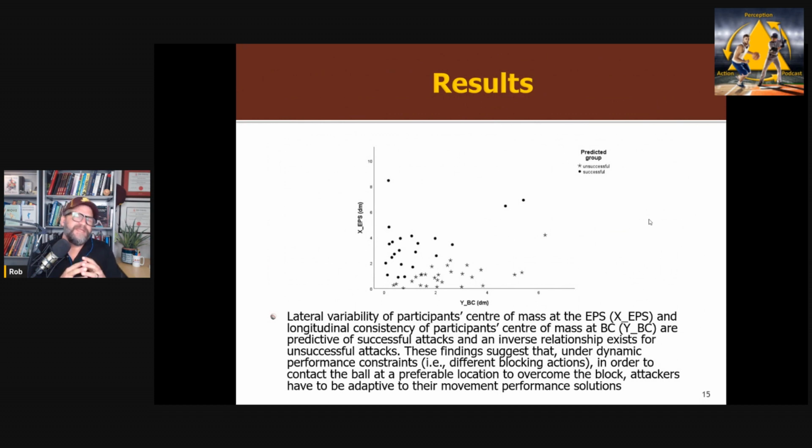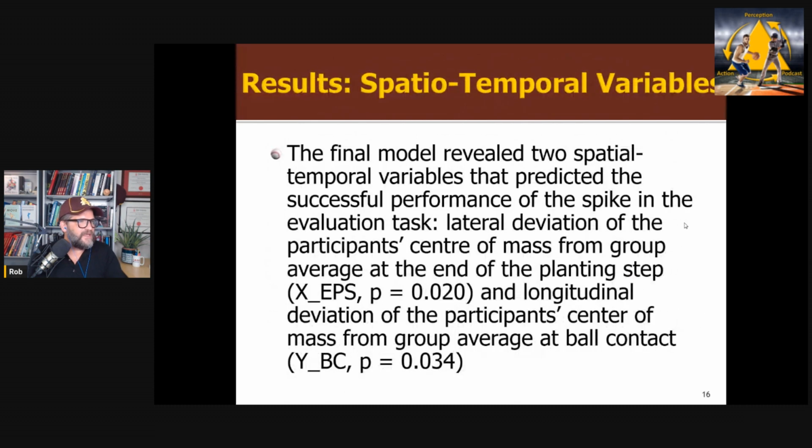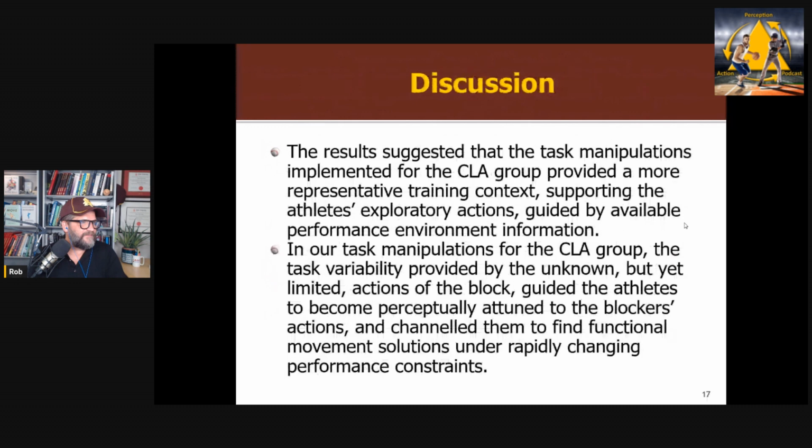So I'm not going to make too much of that here, but I think it's an interesting start in trying to identify what is changing in practice, what aspect of movement, what's the process, okay? So two variables predicted successful performance: lateral deviation and longitudinal deviation of the center of mass, at ball contact, at the end of the planting step. So some interesting variables identified, okay?